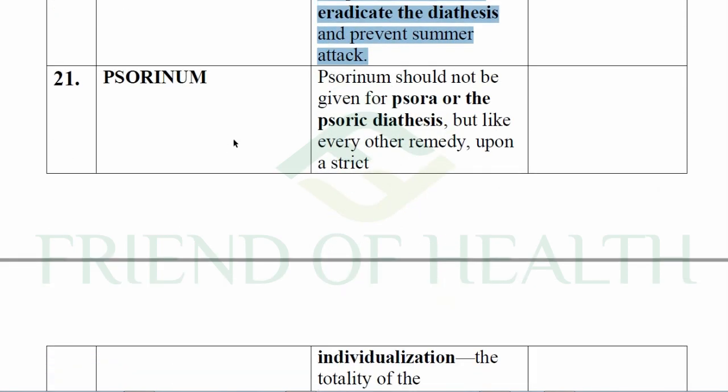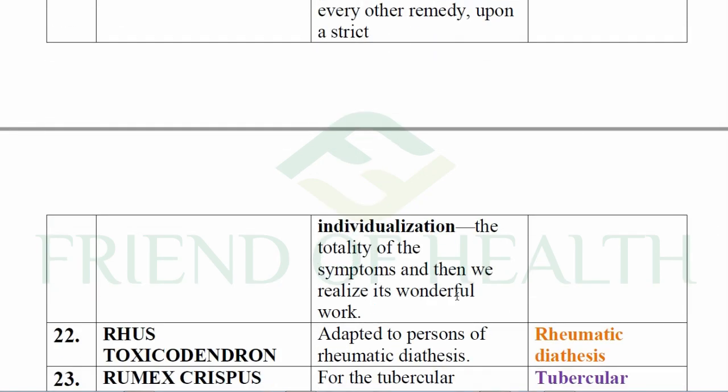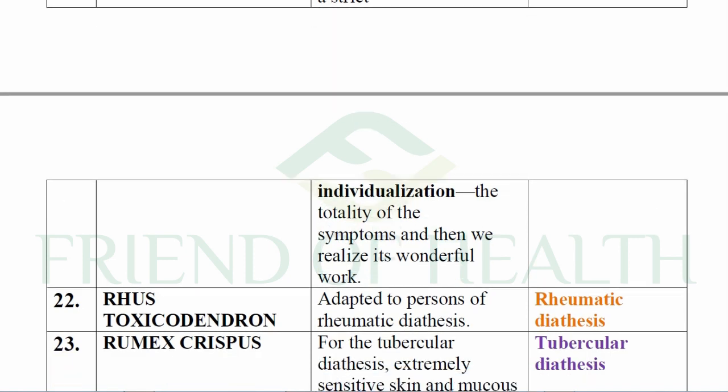And next is again psorinum, one more diathesis question. Psorinum should not be given for psora or the psoric diathesis, but like every other remedy, upon a strict individualization, the totality of the symptoms, and then we realize its wonderful work. Similar one symptom we can see in aconite also. You can refer now itself about the importance of individualization. In aconite also a symptom is there.